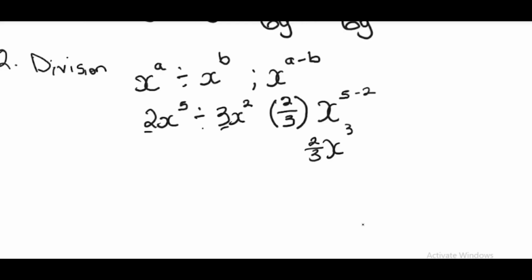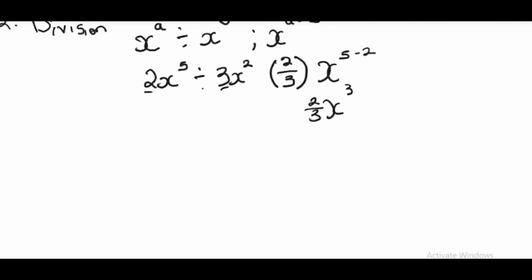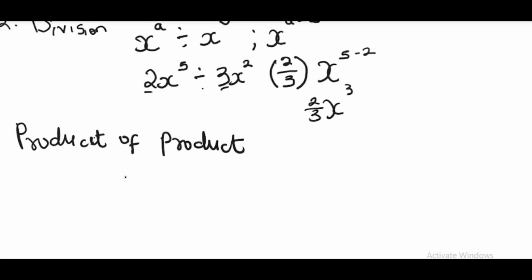The third law is what I call product of products. Product of products. So now this product of products is saying that if I have x y to the power of a, all raised to the power of b, this power outside the bracket would multiply the power of what is in the bracket.